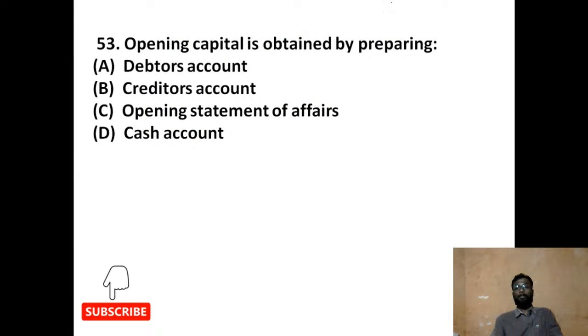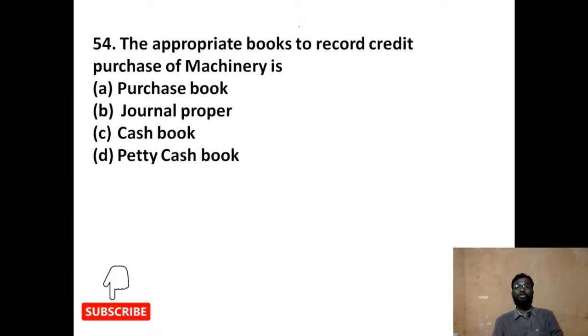Opening capital is obtained by preparing. As we have just discussed, opening capital will be obtained by preparing the opening statement of affairs. Is that okay? Yes, guys. So appropriate books to record credit purchase of machinery. Again, try to understand, credit purchase of machinery will be recorded in the journal proper.